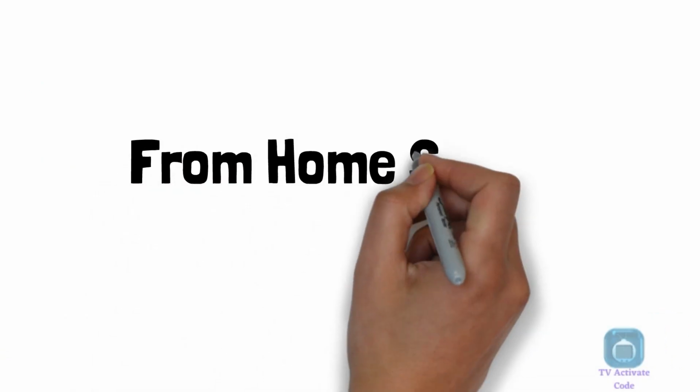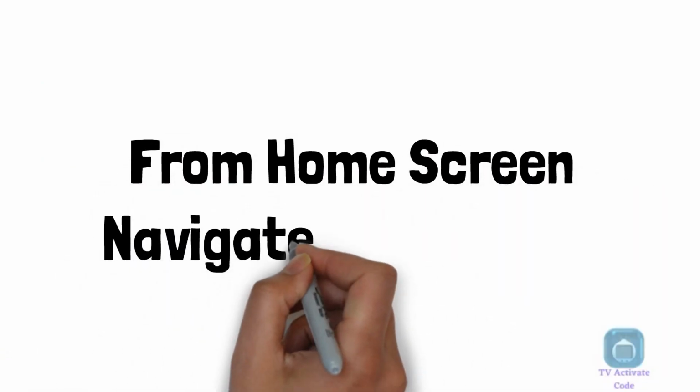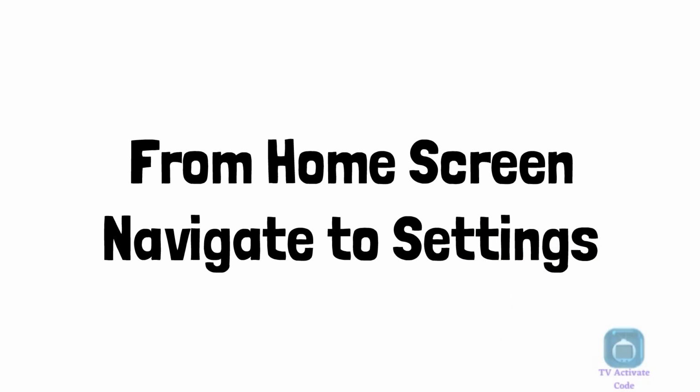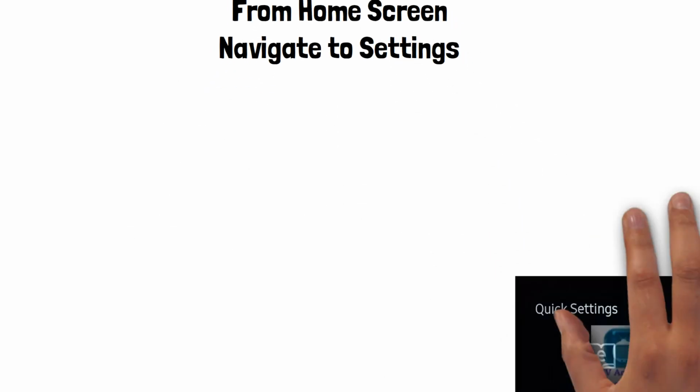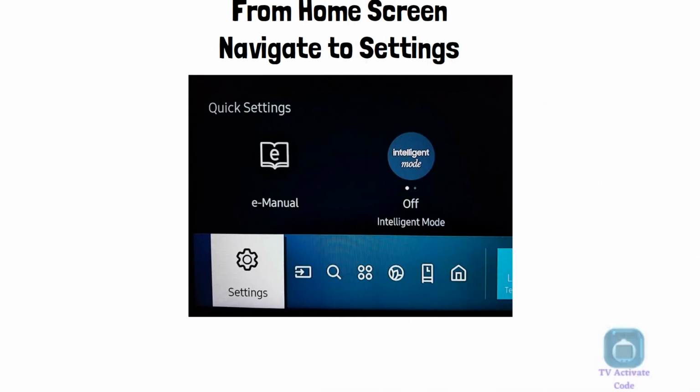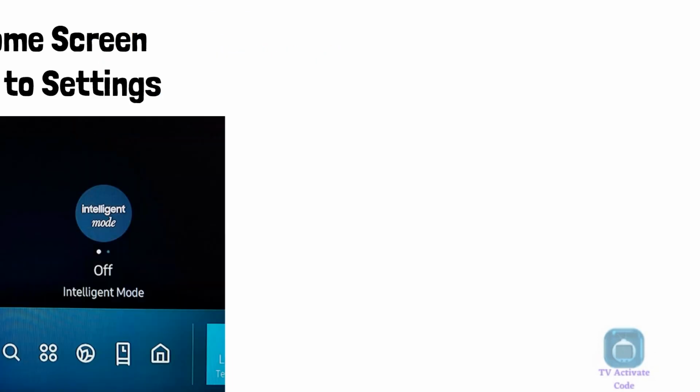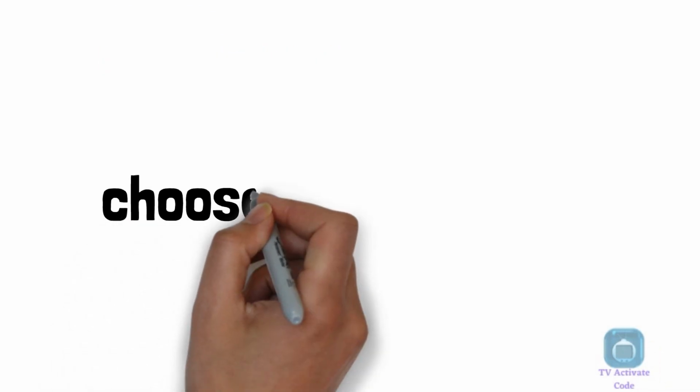From the home screen, navigate to the settings menu using the directional pad on your remote control. In the settings menu, select broadcasting using the directional pad and press the enter button.